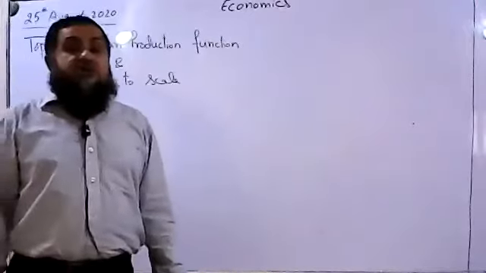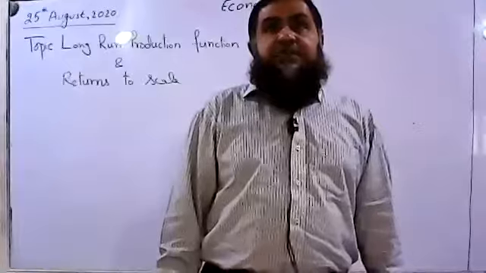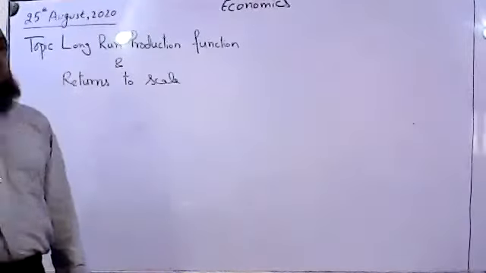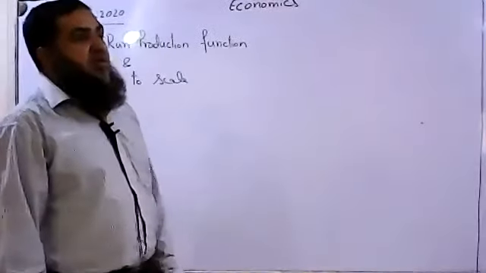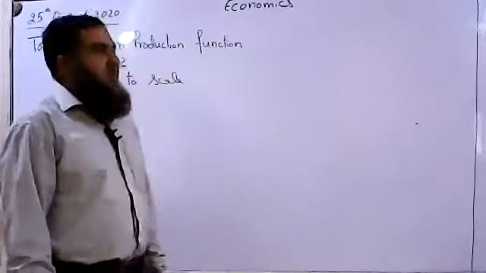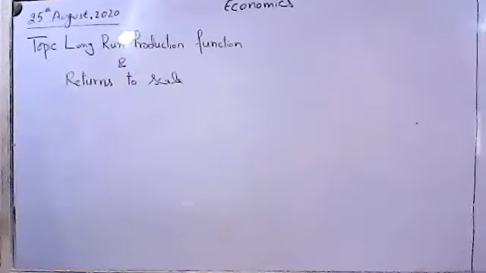And in the short run, we studied the law of diminishing returns, like how much additional output will change due to an additional unit of labor, the variable factor, when it is added to the fixed factor, that is capital in our case. So now we are talking about the long run production function.